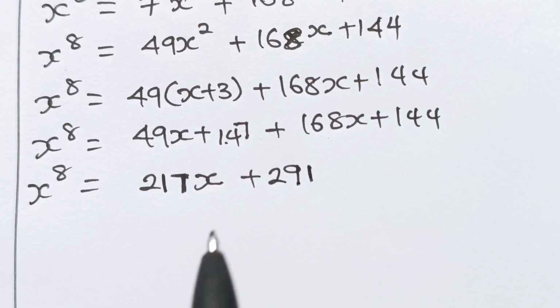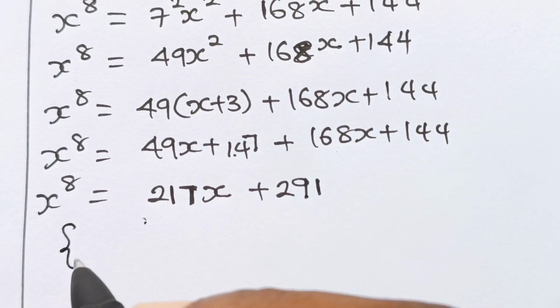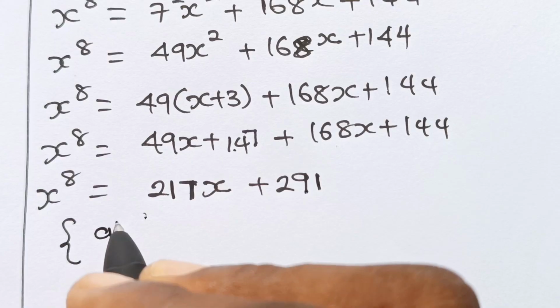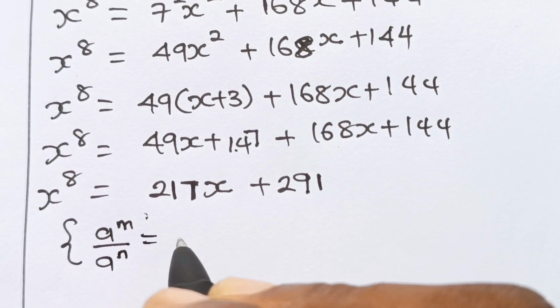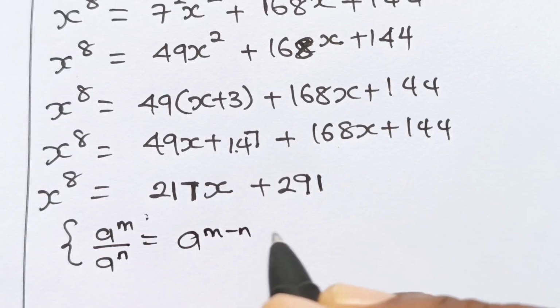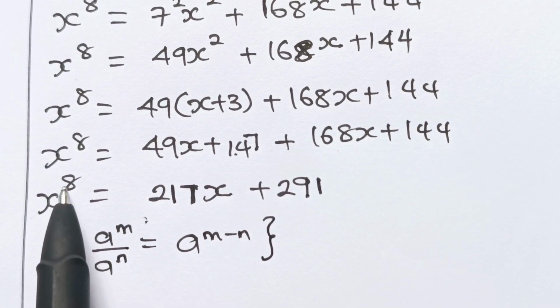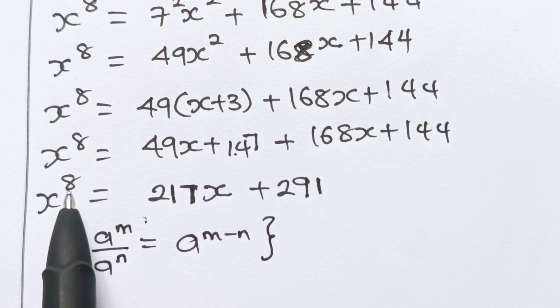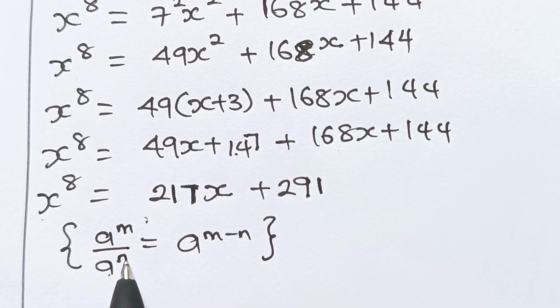But remember that we are looking for x to the power of 7. Now remember this rule, that a to the power of m divided by a to the power of n is equal to a to the power of m minus n. That means if you want to get 7, we need to subtract 1 from 8. And that means we are dividing this side by x to the power of 1, right?